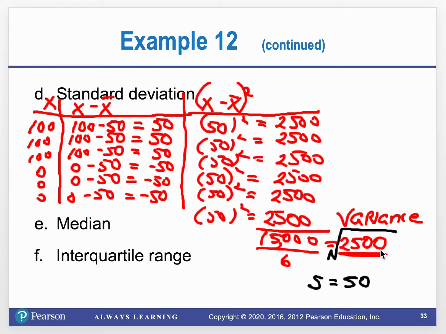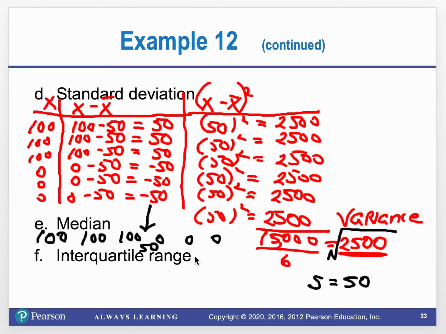Then it asks us to find the median. Okay, so once again, if I'm finding the median, I put them in order. Least to greatest, greatest to least, it doesn't matter. Okay, I need the number that's in the middle. So since there's not an actual data value in the middle, halfway in between 100 and 0, the median for this data set is also 50.